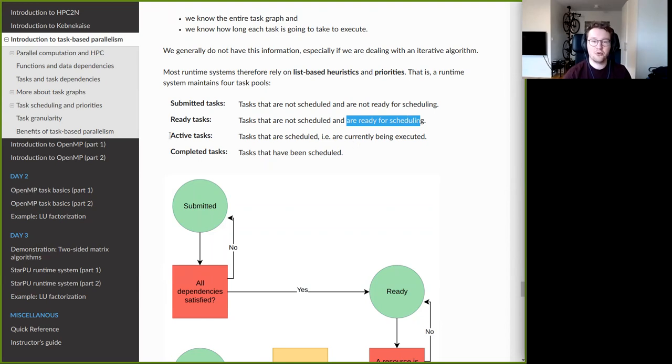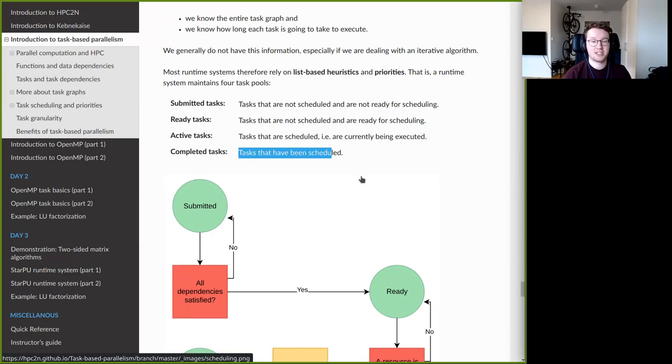And then we have a pool of tasks that are currently active, meaning that they have been scheduled. That is, they are currently running. One CPU core is currently executing the task. And then finally, we have completed tasks, and this is the pool of all tasks that have been scheduled and have already been executed. And if there is some other task that depends on the output of these tasks, then that output data is now available for the tasks that need this data as an input.